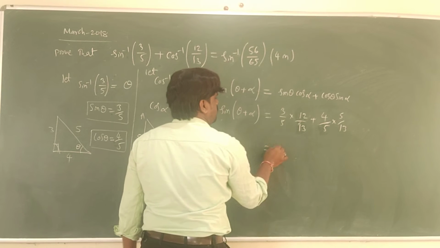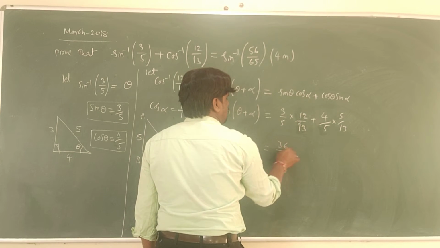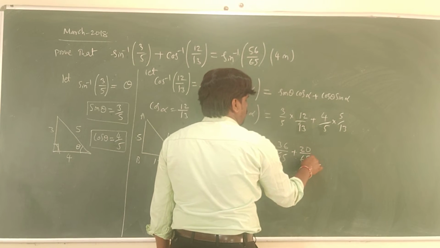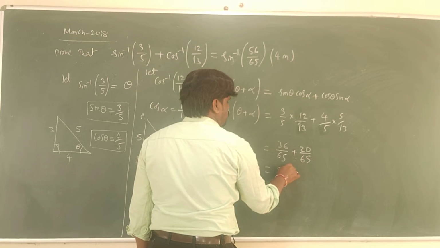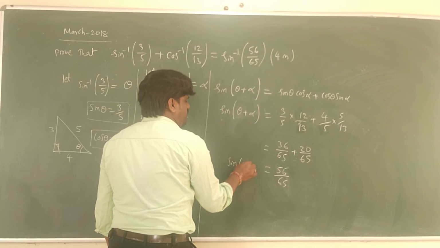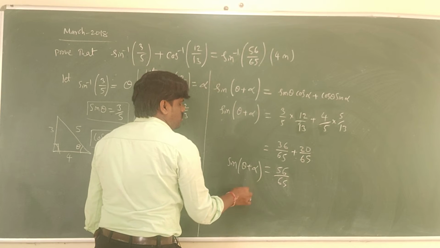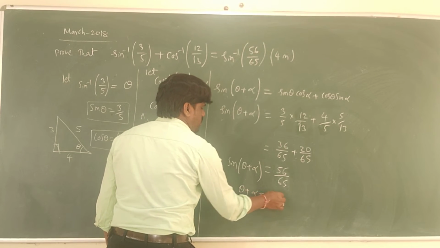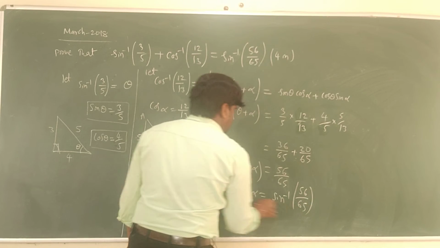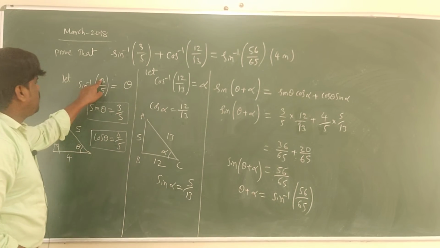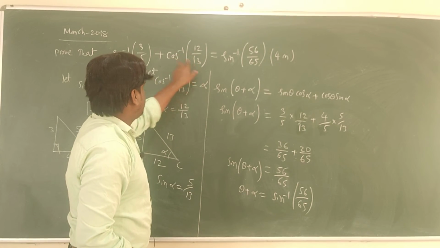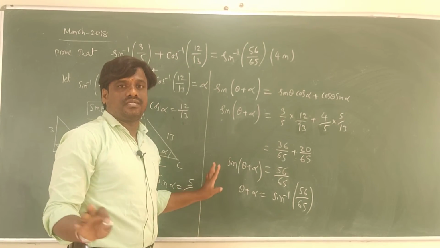Then you get 12 3s are 36 by 65 plus 4 5s are 20 by 65. So with 65 as the LCM, 56 by 65 you got. So sine of theta plus alpha is equal to 56 by 65. So theta plus alpha is equal to sine inverse 56 by 65. Theta is sine inverse 3 by 5, alpha is cos inverse 12 by 13. Hence proved.